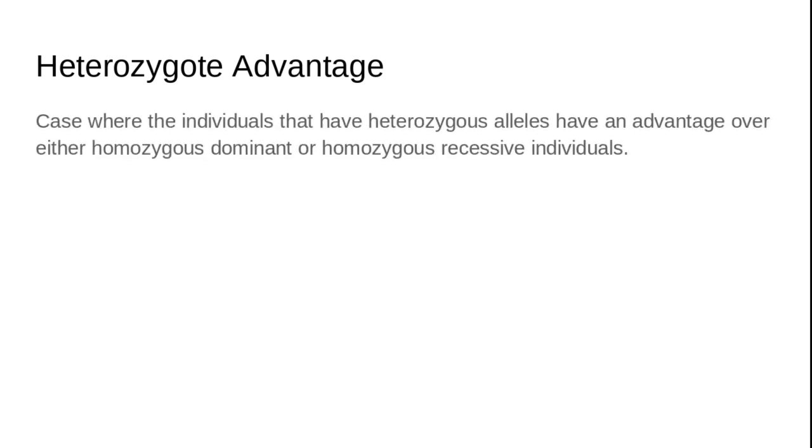In our lab the other day, we talked about heterozygote advantage. There was the last case that we did, the individuals that were heterozygous had an advantage over either the homozygous dominant or the homozygous recessive individuals. Classic example of this is sickle cell and sickle cell anemia and malaria.